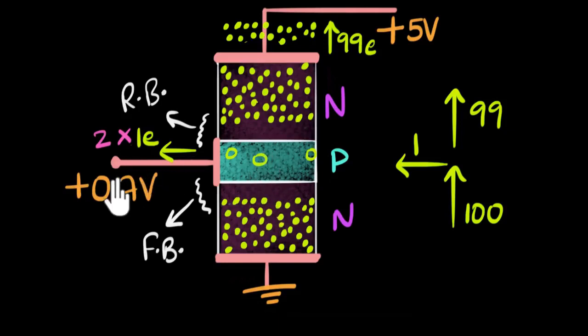You're increasing the forward bias voltage, more will get injected. About 200 will get injected. 2 comes out from here. That means 198 will get collected over here. That means notice when you double this, this also has doubled.